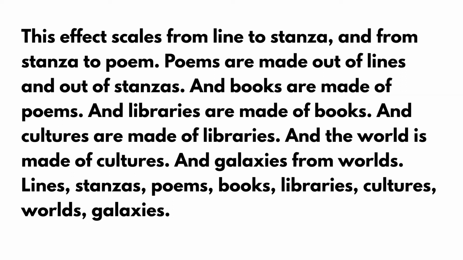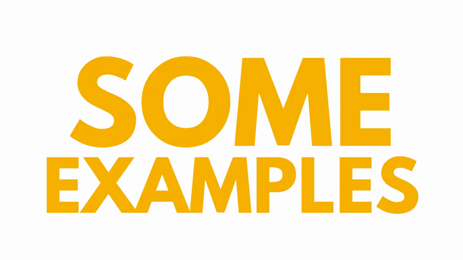Poems are made out of lines, and then they're made out of stanzas, and books are made out of poems, and libraries are made out of books, and cultures are made out of libraries, and worlds are made out of cultures, and galaxies are made out of worlds. This slow building of contrasting elements up and up and up, it's what everything is made of. Now, obviously, this is kind of a silly example. So let's look at some historic examples.